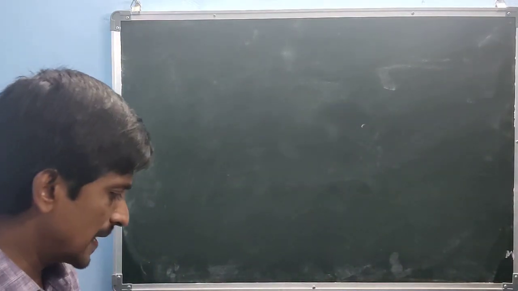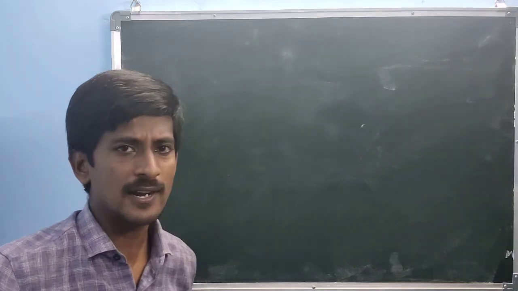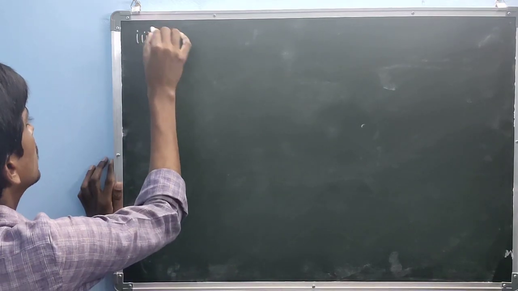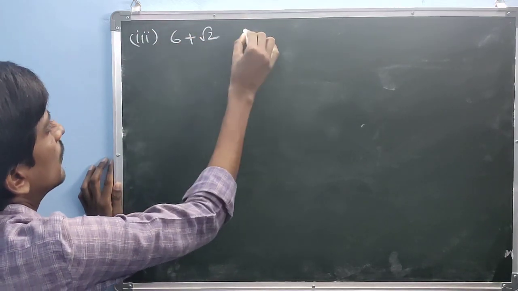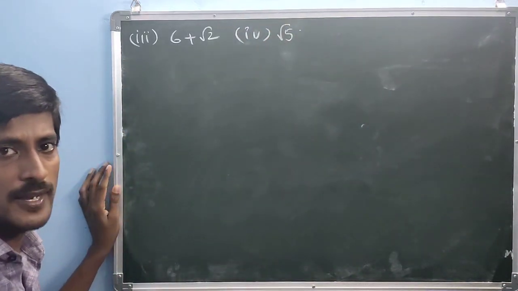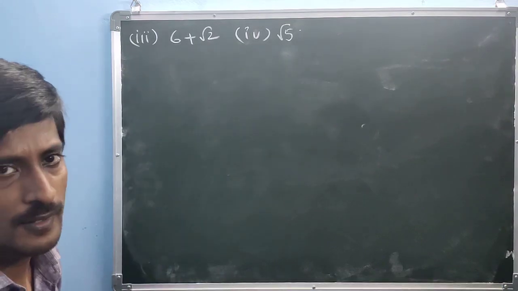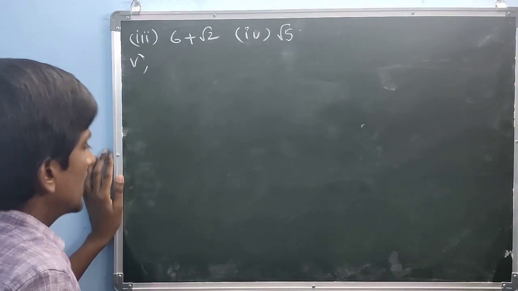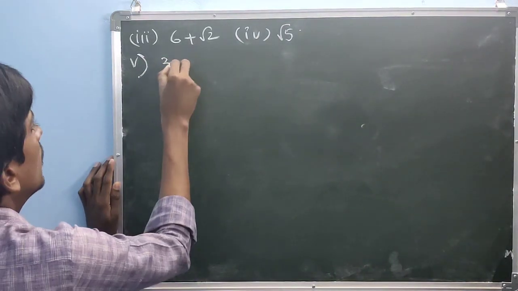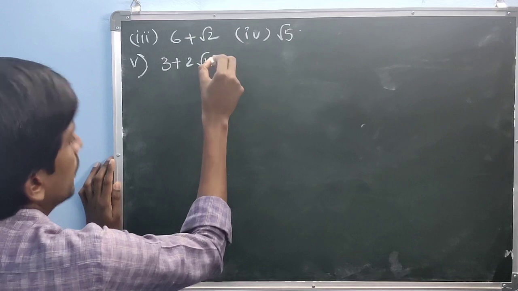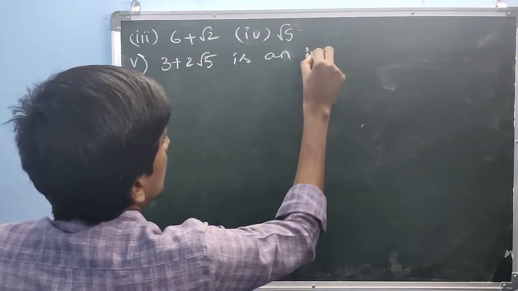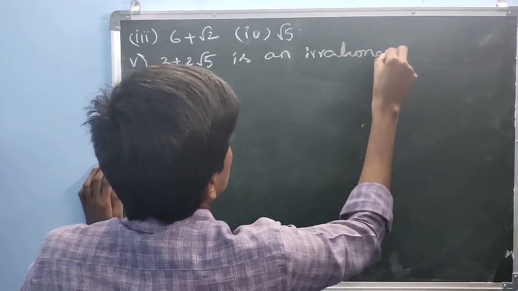Yesterday I gave 6 plus root 2 is an irrational number, already completed. Next one is root 5. Third one 6 plus root 2. Fourth one root 5. Okay, these two are homework. Next, the fifth one. What is the fifth one? 3 plus 2 root 5 is an irrational number.